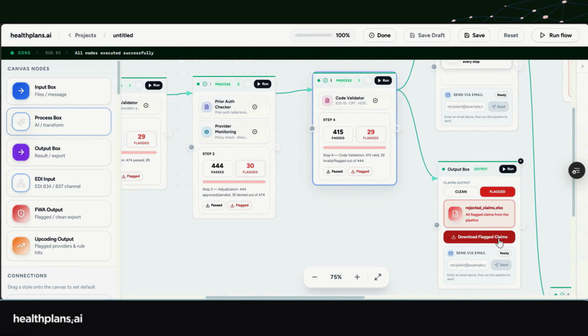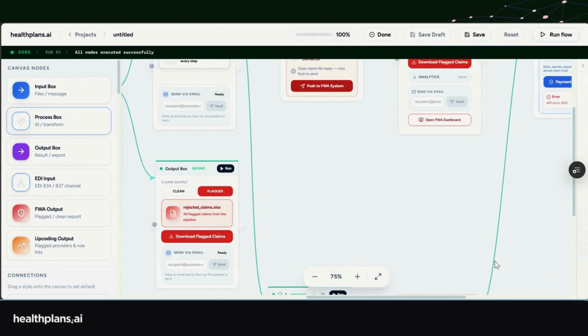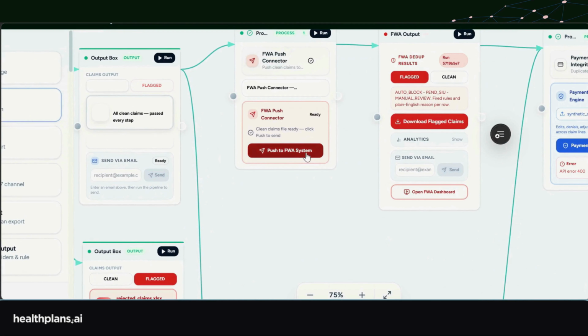At each step, users also have the option to download both flagged and passed claims for manual validation. This supports a human-in-the-loop review process, where operational teams can inspect the results before final action is taken. The workflow then moves into the fraud, waste, and abuse, or FWA, component.